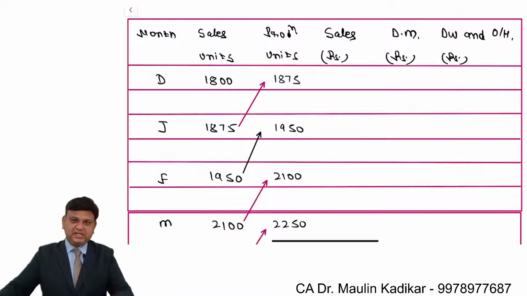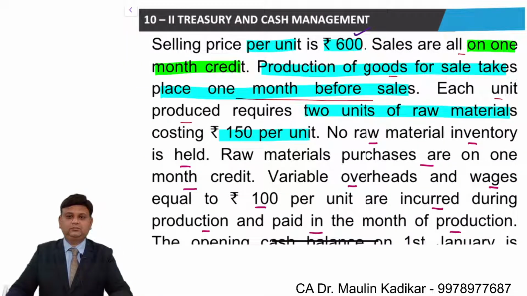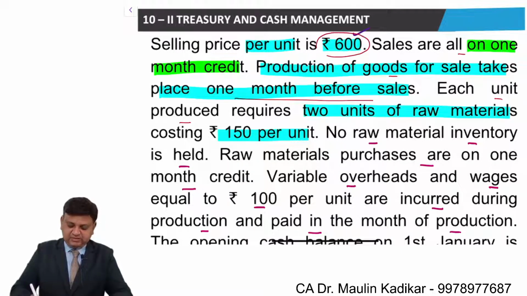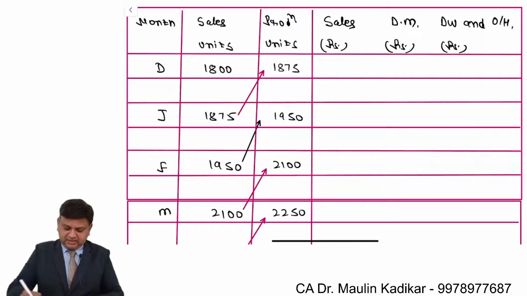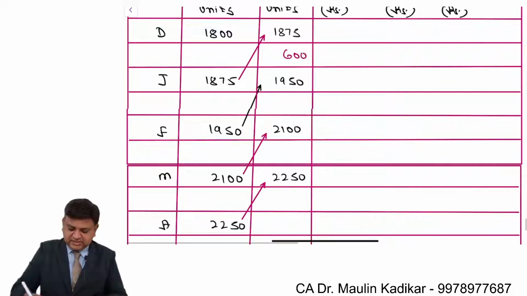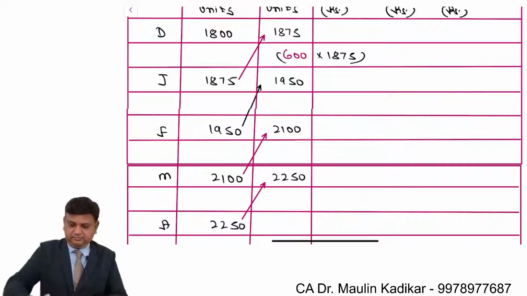Now write down the sales value column and direct material cost column. You complete those two columns, then I will do working for you. Yeah, selling price is provided to us in amount of rupees 600. So what will happen, as far as the sales value is concerned, it is 600 into 1875. That comes to 11,25,000.